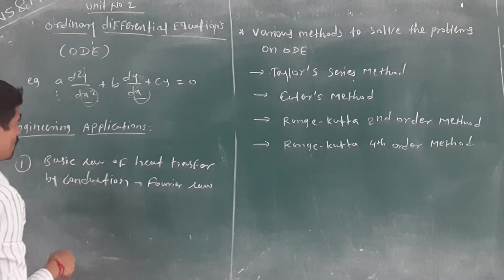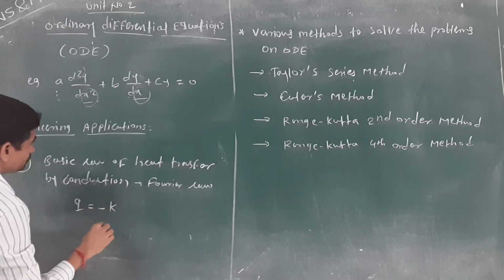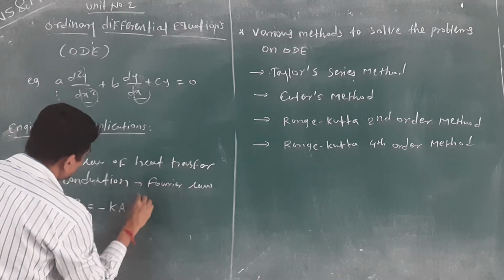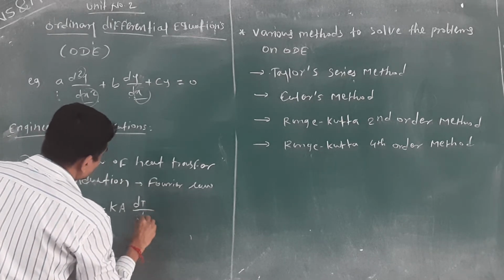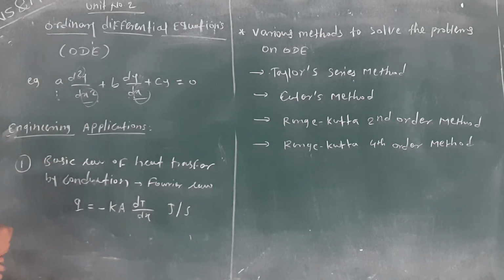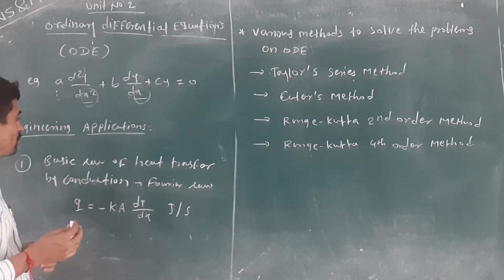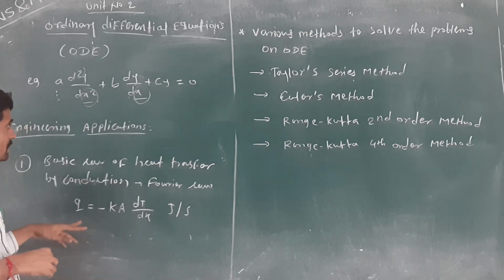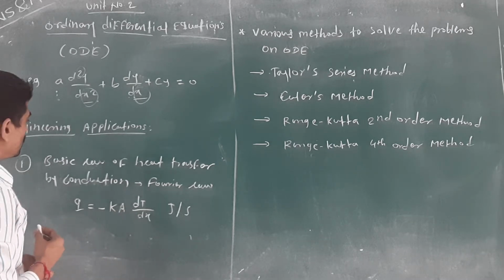What is the Fourier law? You know that Q is equal to minus k into A dT by dx. What is the unit? Joules per second. I have taken one engineering application: the basic law of heat transfer by conduction, which is called the Fourier law. Q is equal to minus k A dT divided by dx.